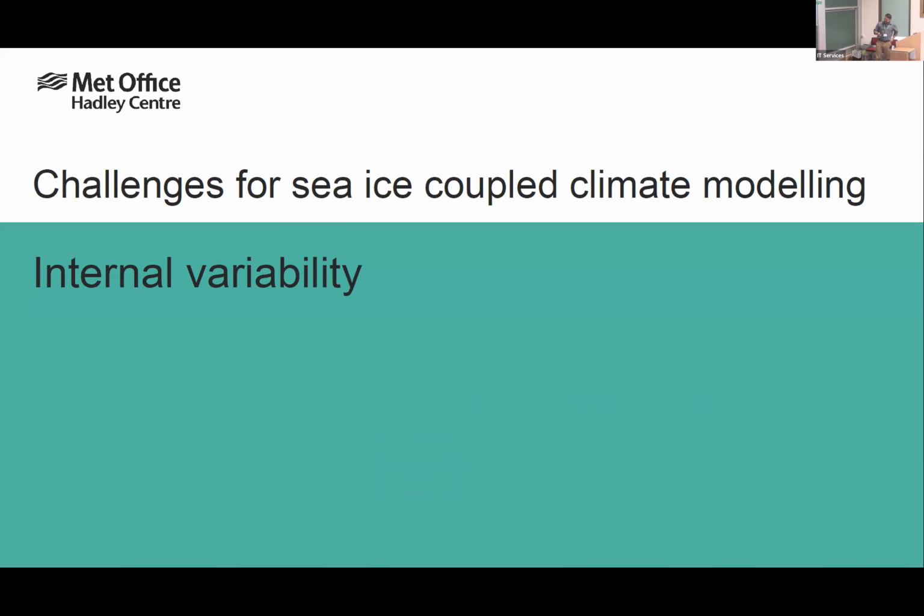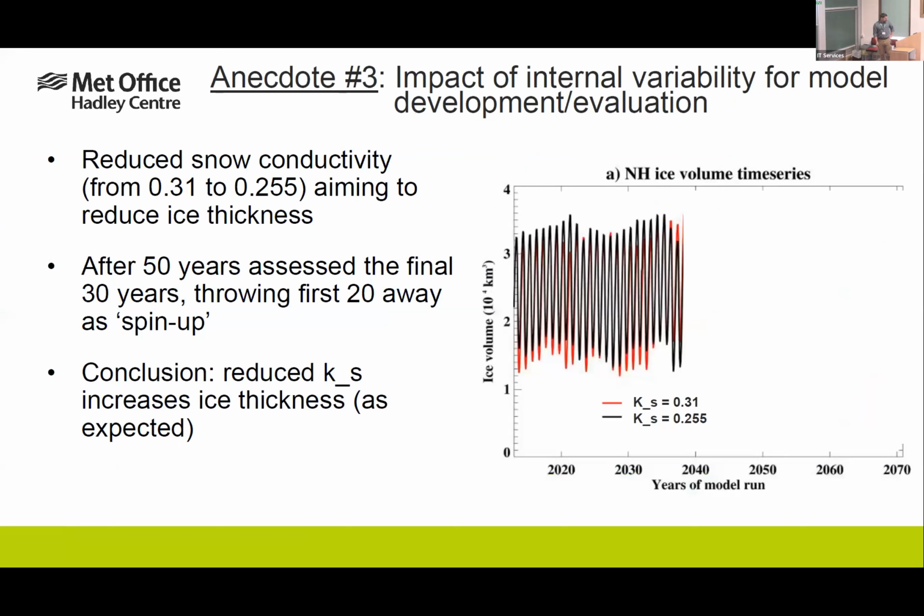black dog of climate models. The internal variability is very difficult, Marika's given a great introduction to some of these problems. This is just an anecdote from when I first started managing people in this group. One of the guys in my team was looking at the impact of snow conductivity. We're hoping to reduce the ice thickness. So we reduce the snow conductivity on the ice, so we get less basal growth in the winter.